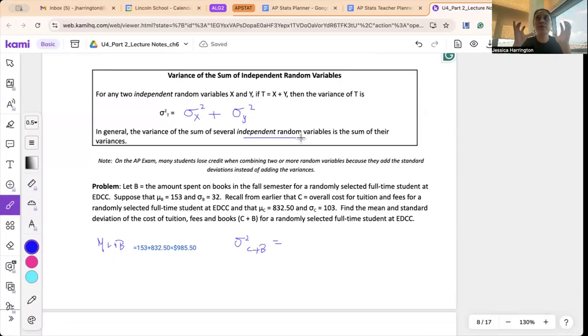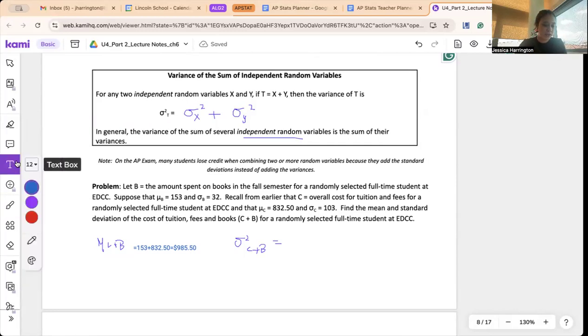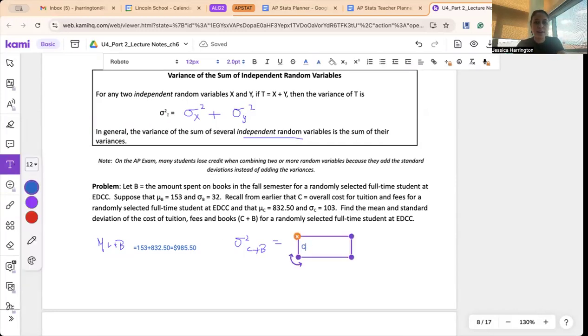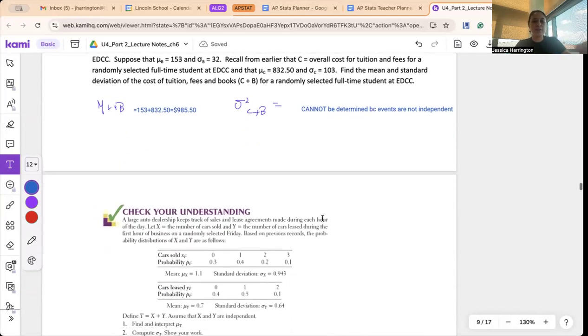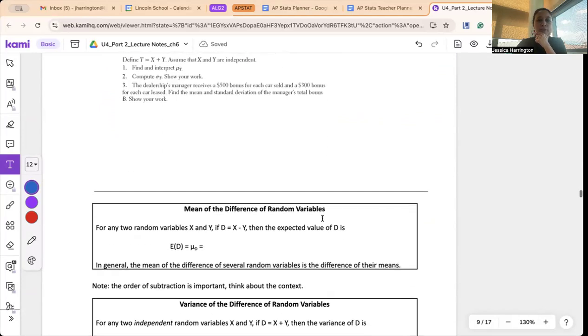So is the cost of tuition separate from the cost of books? Well, no, they're related. Generally, the more credits you take, that means you're taking more classes, which means it's going to impact how many books you're buying. So in this case, this cannot be determined because events are not independent. Okay, so I'd stop and think for a second. I almost just calculated it. All right, check your understanding. Those solutions we posted, so you can pause the video and try that.